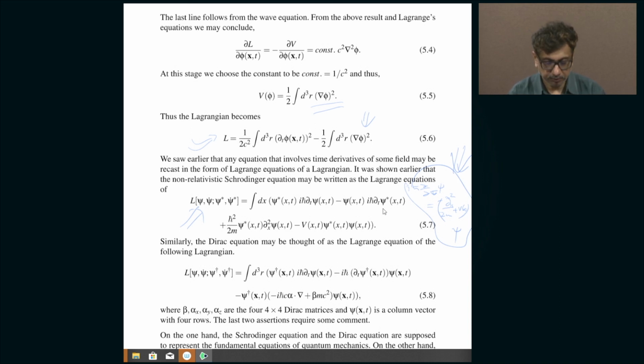Okay. So, if you work out the Euler-Lagrange equation, how do you work that out? Let me point out how. You first find dL by d psi dot, then you find dL by d psi, then you take the time derivative of dL by d psi dot and you equate it to dL by d psi. So, it is like the functional derivative.